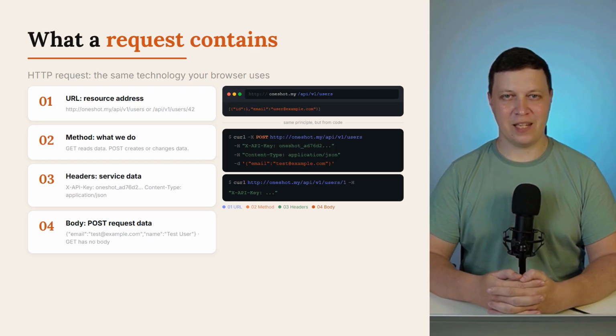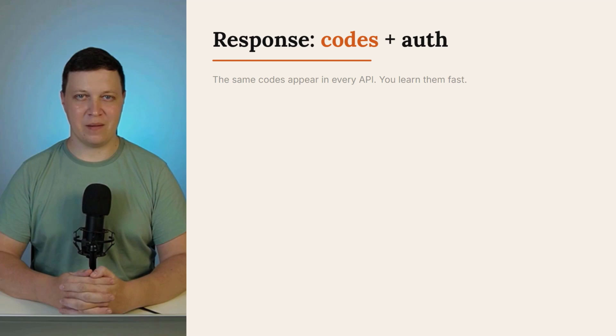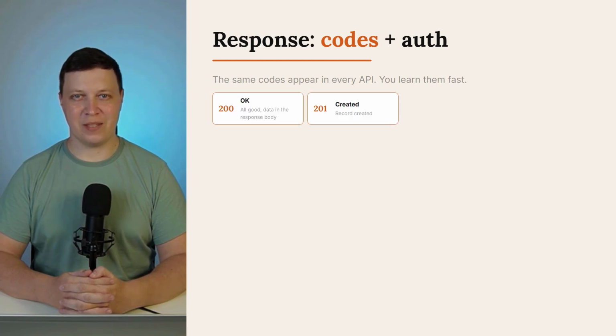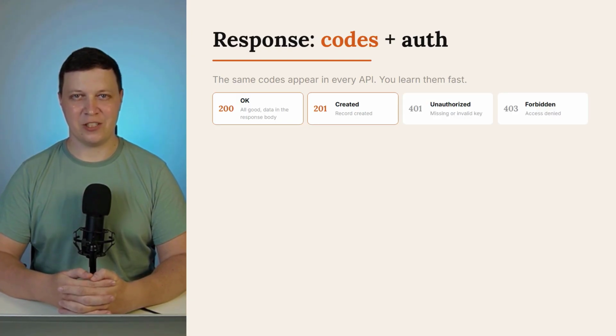An API response has a status code and a body. Status codes are numbers. 200 means everything is fine. 201 means a record was created. 401 means not authorized. 403 means access denied. 404 means not found. 429 means rate limit exceeded. 500 means server error. These codes are the same across all APIs. You'll see them a few times and remember them.